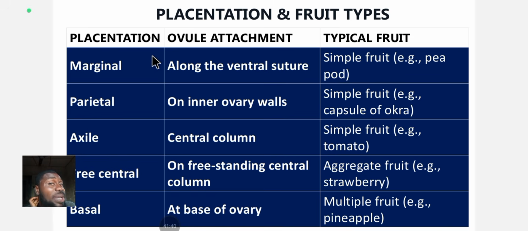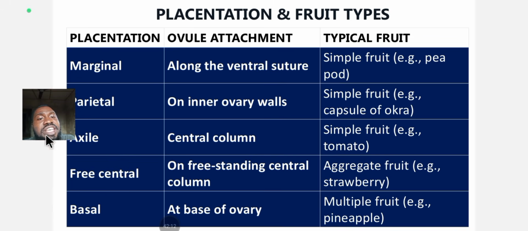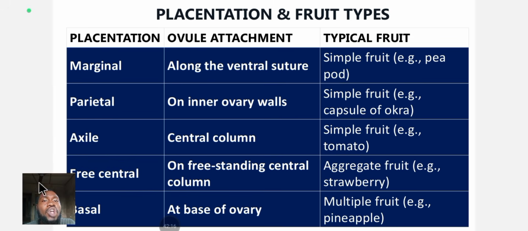Placentation and fruit type. What do you understand by what we have here? Placentation and fruit type. On the left side of this table, we have placentation. That's the types of placentation. In the middle of this table, we have the ovule attachment. While on the right side of the table, we have the typical fruit that undergoes the form of placentation, or the particular placentation. All right. We are starting with marginal. Under the types of placentation, we have marginal, we have parietal, we have axile, we have free central, we have basal. All right. So the first placentation we are discussing here is marginal.